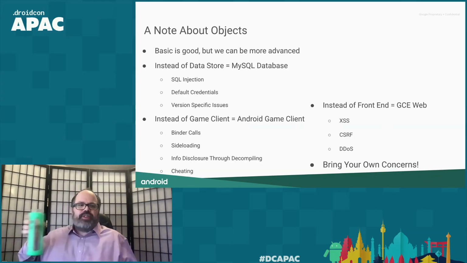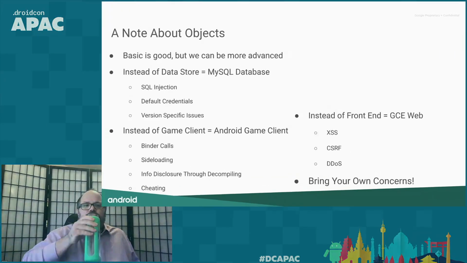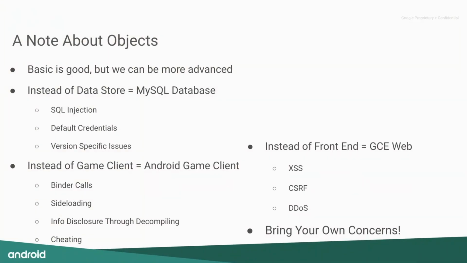Also, a note about objects. Basic is good, but we can be more advanced. So instead of a generic data store, why not say it's a MySQL database and look at the threats attendant to that technology? Instead of a generic game client, you can say an Android game client, and then add on to STRIDE other issues that come along with that, such as cheating, such as side loading, whatever you might end up having that is industry specific in that area.